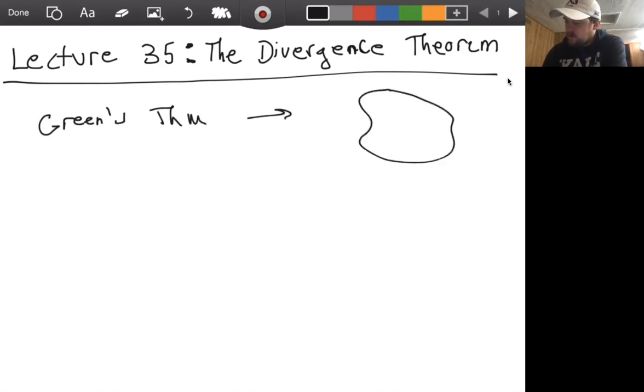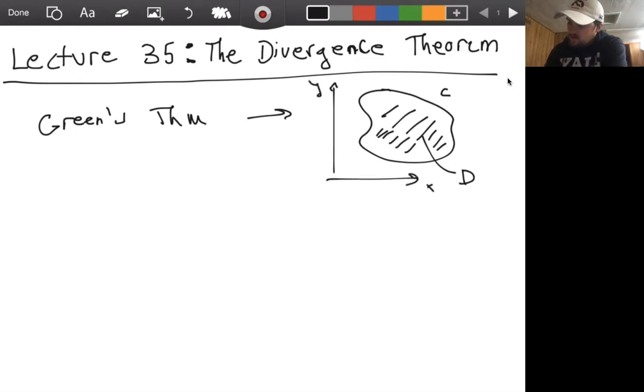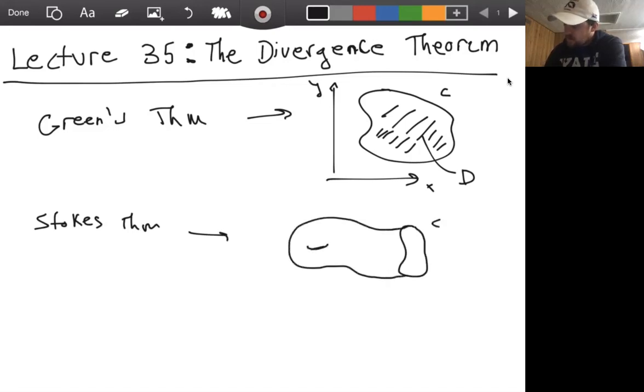For Green's theorem, we had that the boundary was a curve, and then we had some planar region, D and boundary curve C. All of this lived inside R2, right? This was all in the XY plane. For Stokes' theorem, we still had that our boundary was some curve C, but this had to be in three-dimensional space because we were looking at a surface, right? Maybe something like this. And this was in 3D space, like X, Y, Z, right?